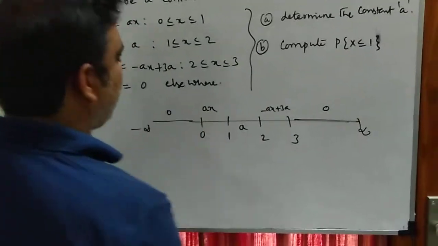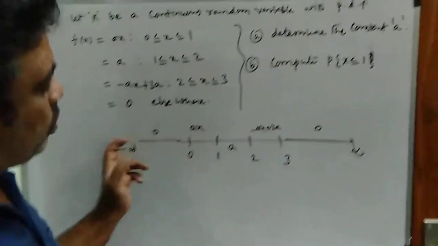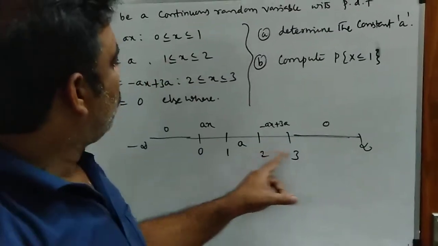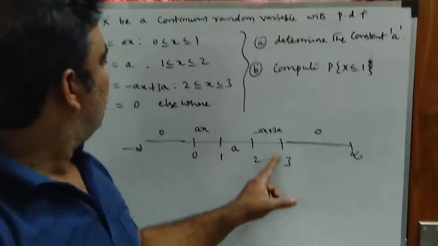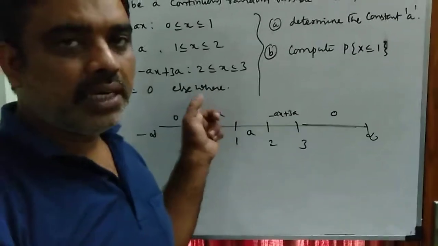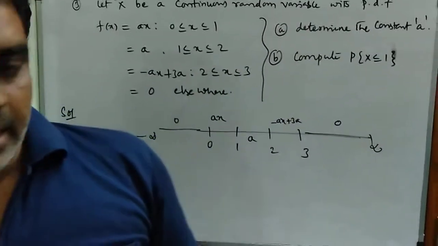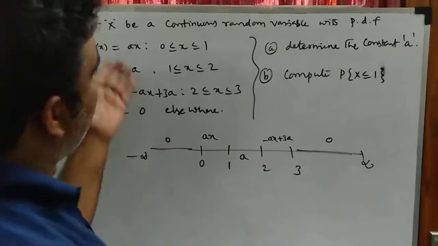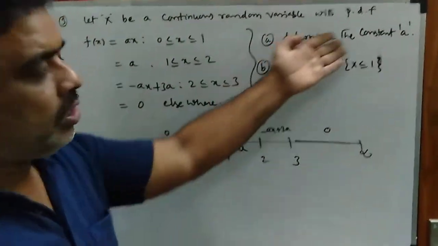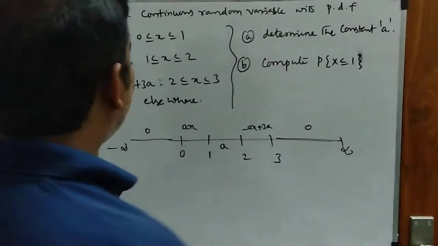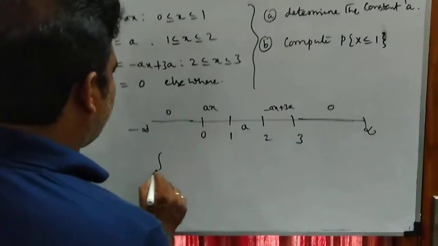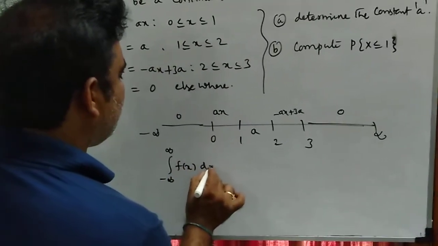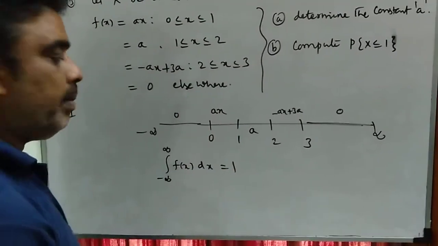The function is 0 from minus infinity to 0, ax from 0 to 1, a from 1 to 2, minus ax plus 3a from 2 to 3, and from 3 to infinity this comes under elsewhere. So clearly the function is defined in different intervals and it is the PDF. Given it is a PDF, we have to determine the constant a. So since it is a PDF, what can we write? Integral minus infinity to infinity f of x dx is equal to 1. Am I right or not?